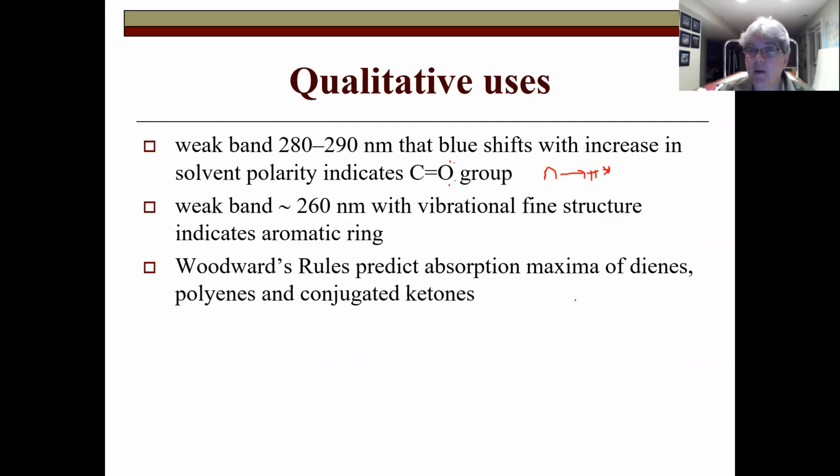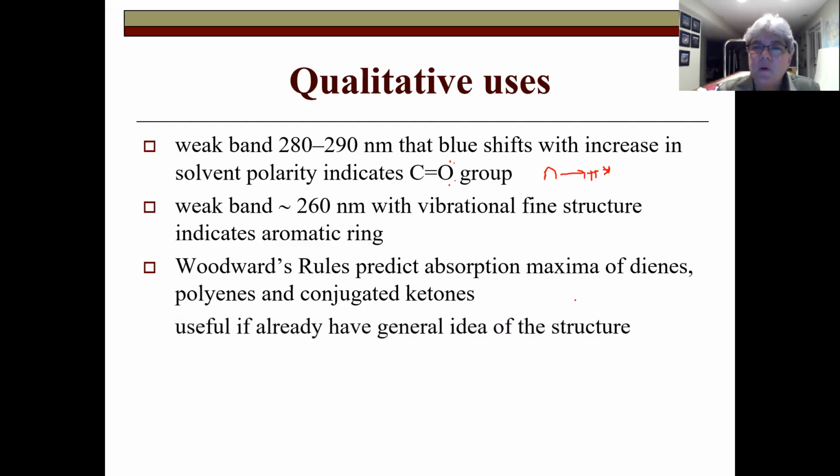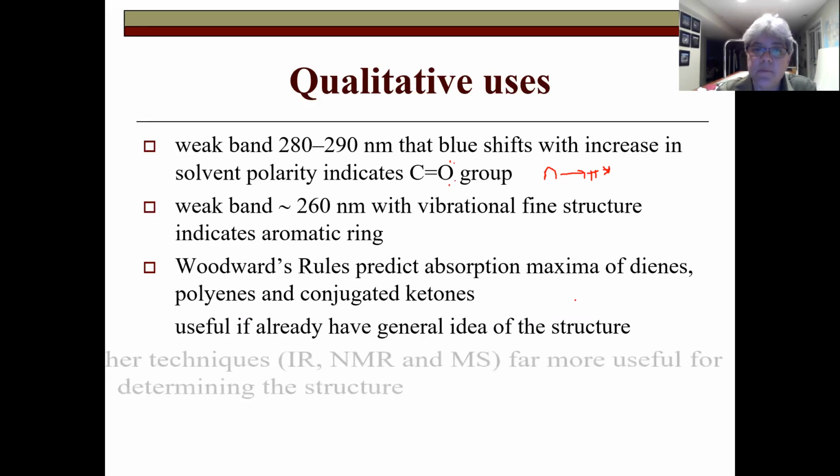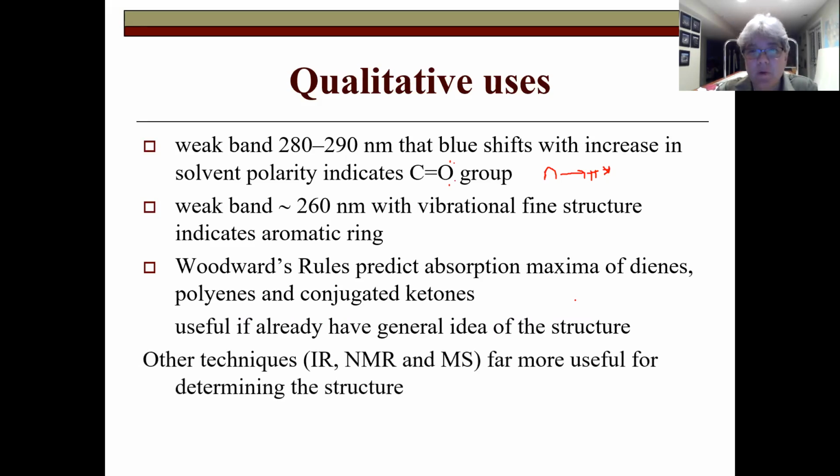So for conjugated compounds, there are some rules that you can use to predict the absorption maximum. They're called Woodward's rules. They're not really used much anymore, so we won't look at them. But if you already know that your compound is one of these dienes or polyenes, then this can be helpful.